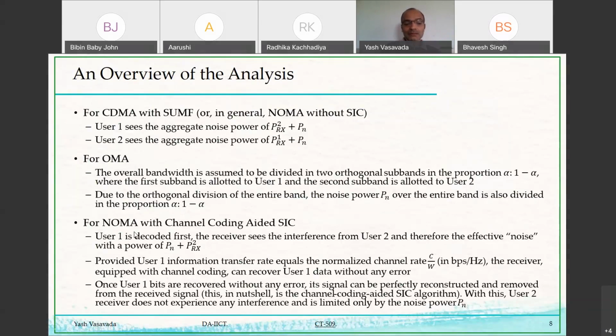Now in NOMA, because it will use the SIC method, we will say that user 1 is decoded first, and in this decoding, user 1 is going to use just the SUMF. And so it will see the full interference from user 2. And so it will see the effective noise power, which is same as the CDMA, PRX2 plus PN.